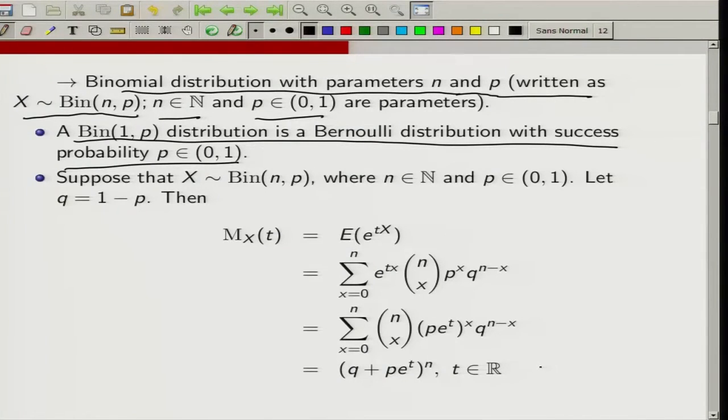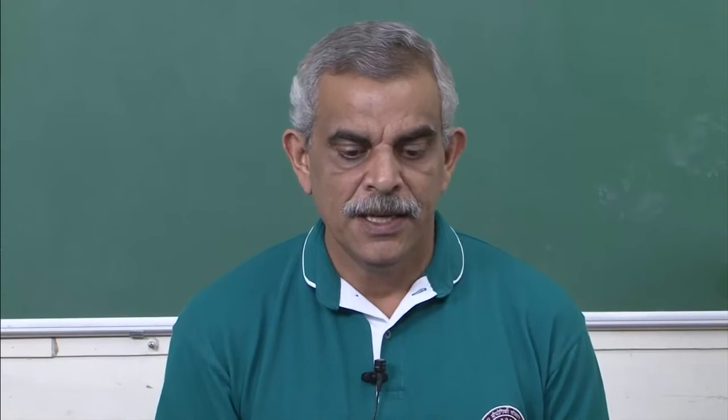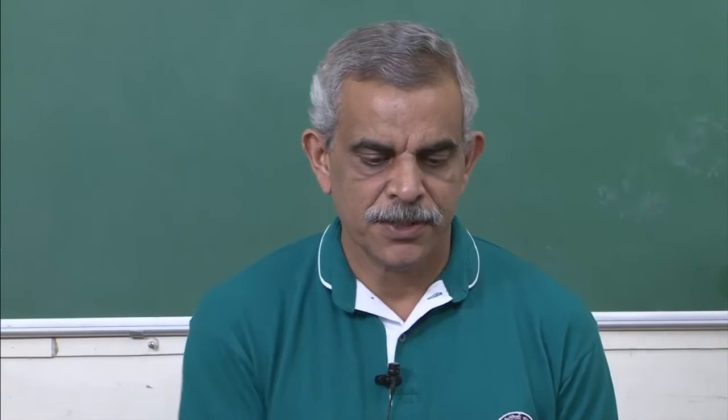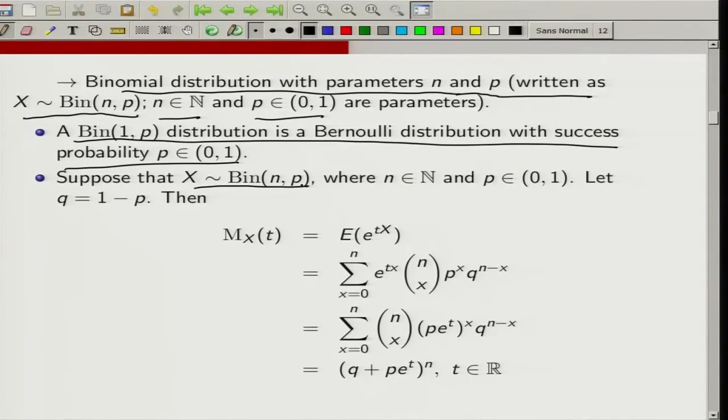Now, let us try to find the moment generating function of the binomial distribution. That will give me all the moments of the binomial distribution. So, suppose X has binomial (n, p), where n is a positive integer, p is between 0 and 1, and q is 1 minus p. So, the moment generating function M_X(t) is the expected value of e to the power tX. That means I have to sum e to the power tx over the support x equal to 0 to n, along with the probability mass function, which is n choose x, p to the power x, q to the power n minus x.